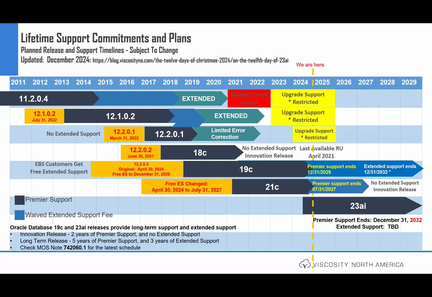21c is what we call an innovative release, and innovative releases do not get extended support. Typically, an innovative release will have Premier support for 2 years, and after that, you have to jump to either the next innovative release or the next long-term release.